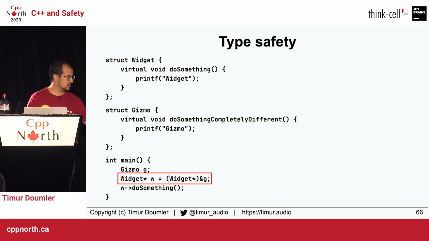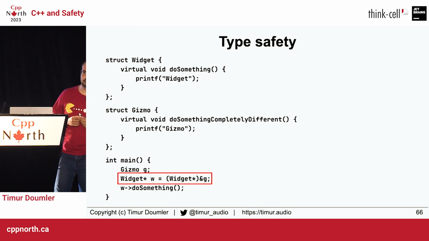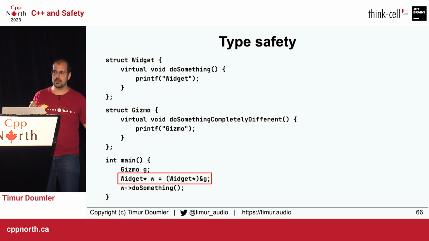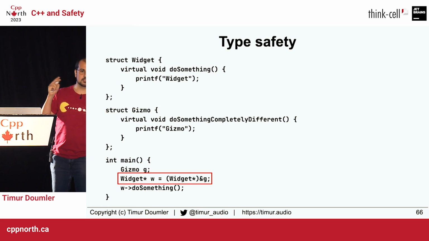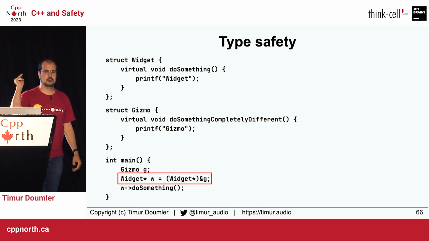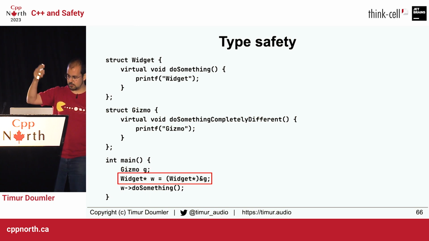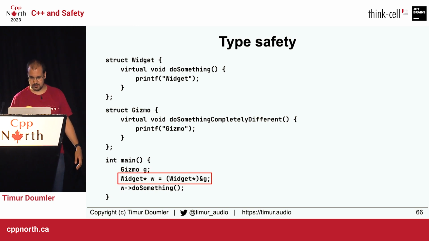Okay, so this program compiles, it's going to run, it's going to do something. What is it going to do? So it's undefined behavior, right? But what do you think is actually going to happen if you compile and run this? Okay, somebody says it's going to crash. Any other ideas? It will print Gizmo, right?